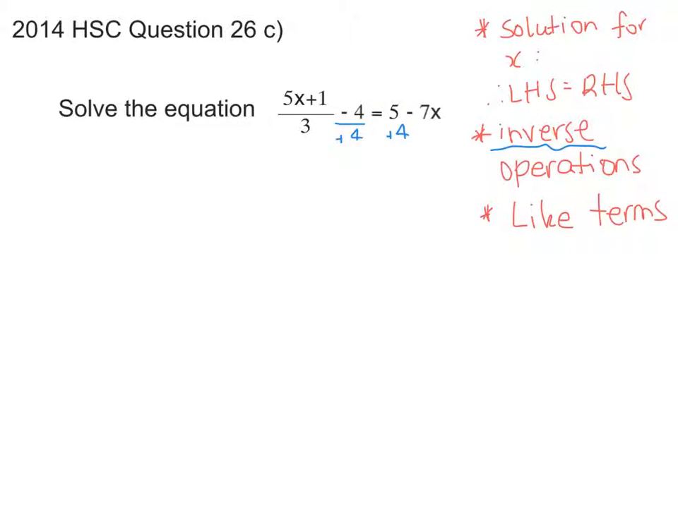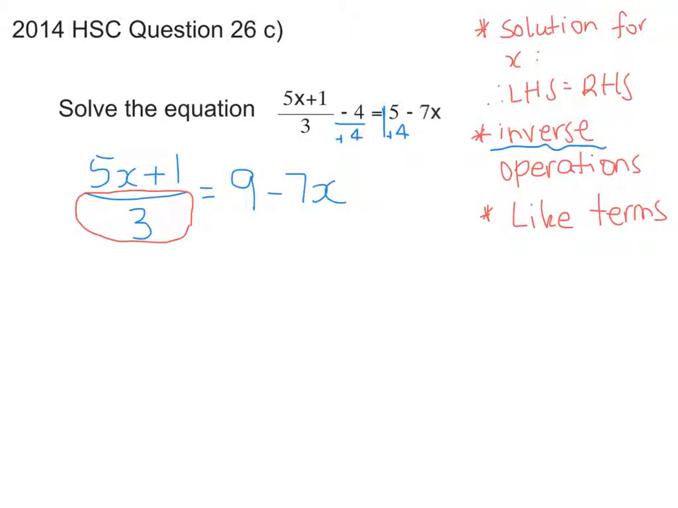This leaves us with 5x plus 1 all over 3 on the left hand side. Adding the 5 and the 4 together gives us 9 minus 7x on the right hand side. This is where students will often make their mistake. The next thing they'll go to remove is the denominator of 3, which is the correct step, and they know that they need to multiply both sides by 3.